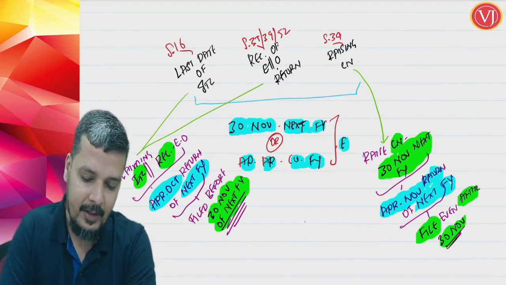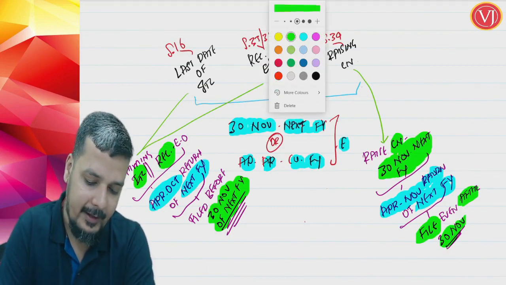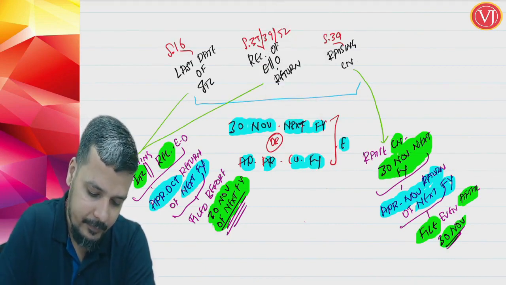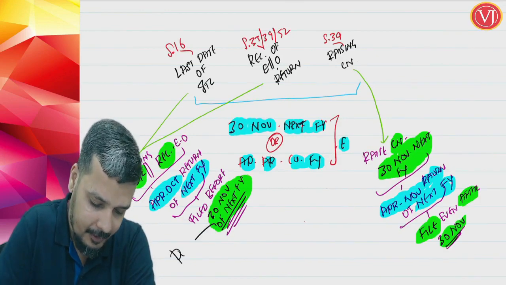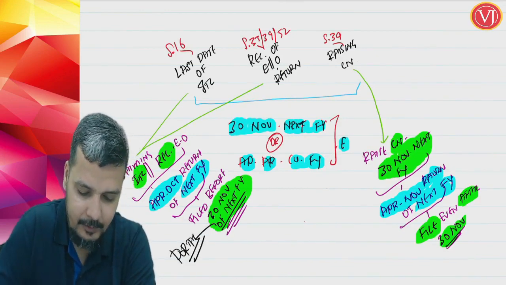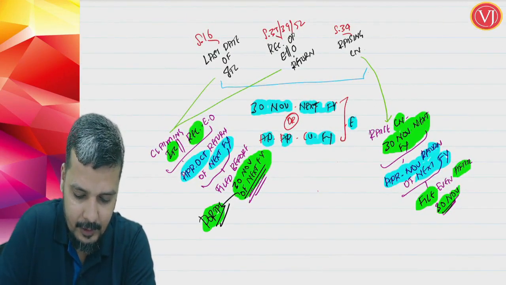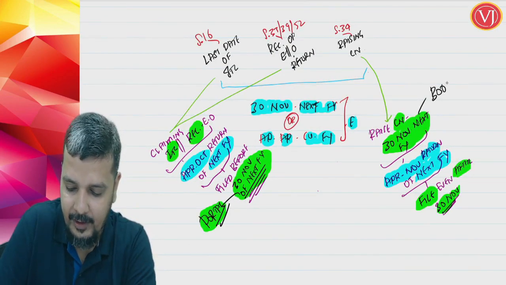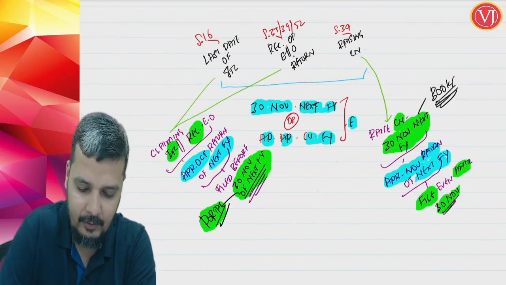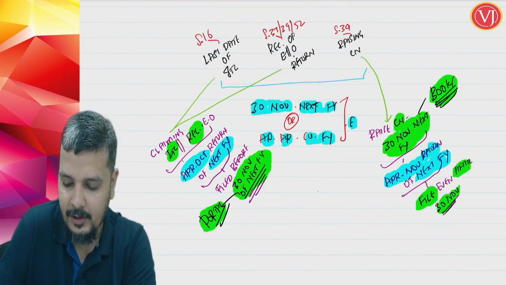See the difference. When it is all about claiming ITC or correction or rectification of errors, I need to do it on the portal. The work should happen on the portal before 30th of November of next financial year. But when I am talking about raising credit note, I should raise credit note as per my books on or before 30th of November of next financial year.